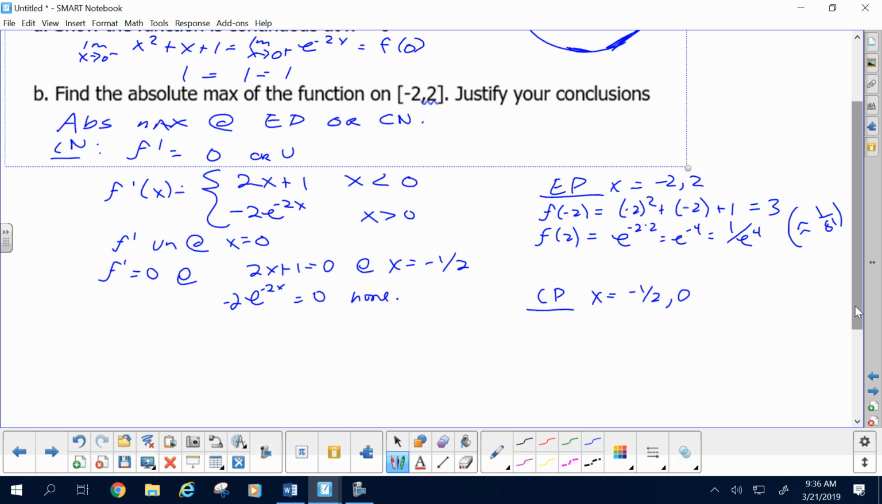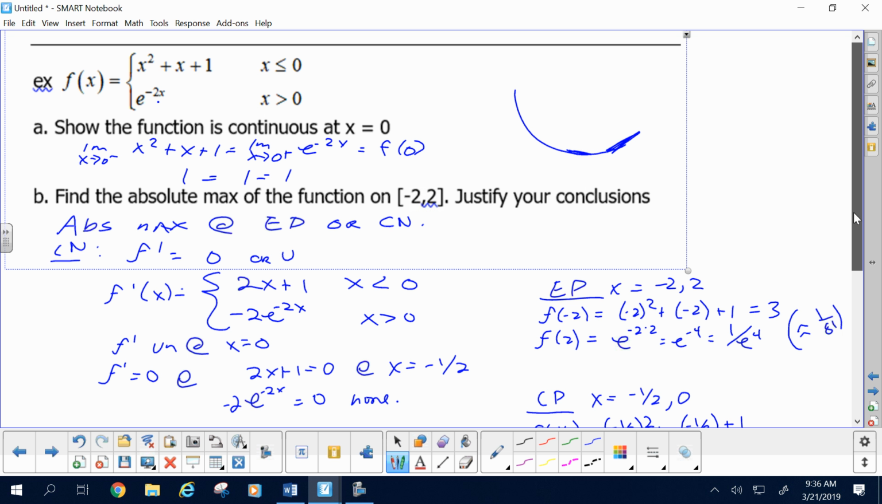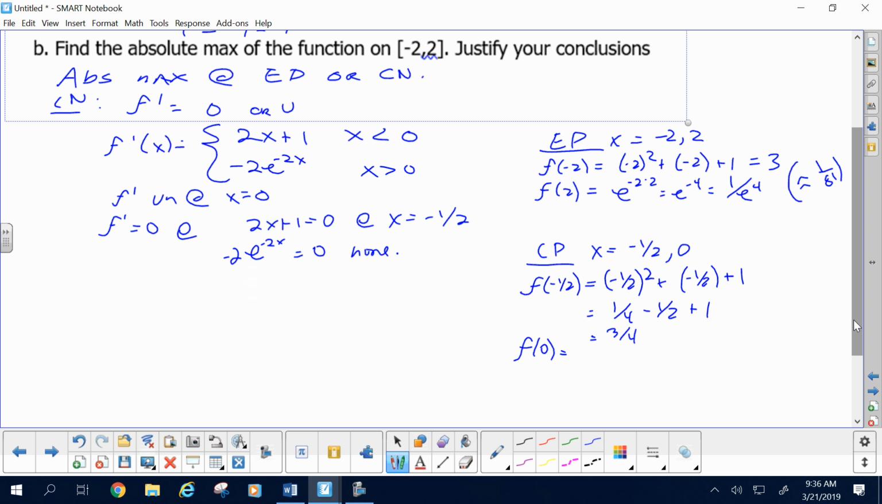-1/2. Which branch do I use? The parabola. So -1/2 squared plus -1/2 plus 1 is 1/4 minus 1/2 plus 1. And how does that come out? 3/4. Okay. And f at 0. What is f at 0? Yeah, the continuity is all over the place. It's lousy with the fact that f at 0 is 1, right?